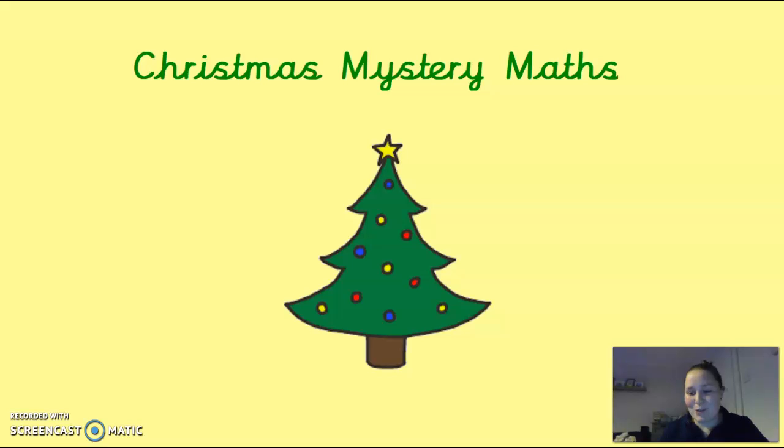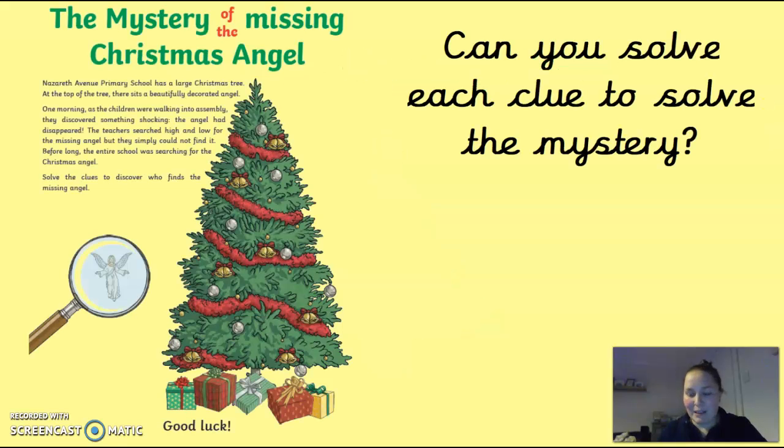This week we have some Christmas maths for you and today there is a Christmas mystery. So when you open the worksheet under today's maths learning, you will find the mystery of the missing Christmas angel. The school's Christmas tree's angel is missing, everyone's going to search for it and you need to find out who finds the missing angel. There are 5 clues to work through where you're going to have to do some maths. Once you've worked through each clue, you will be able to solve the mystery.